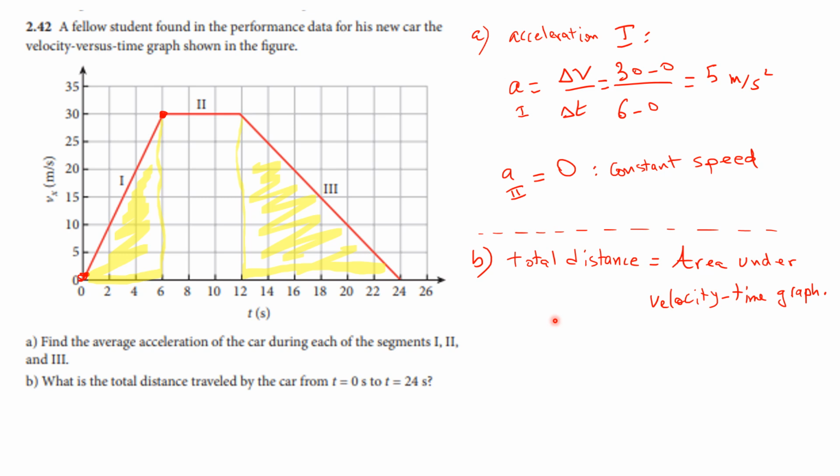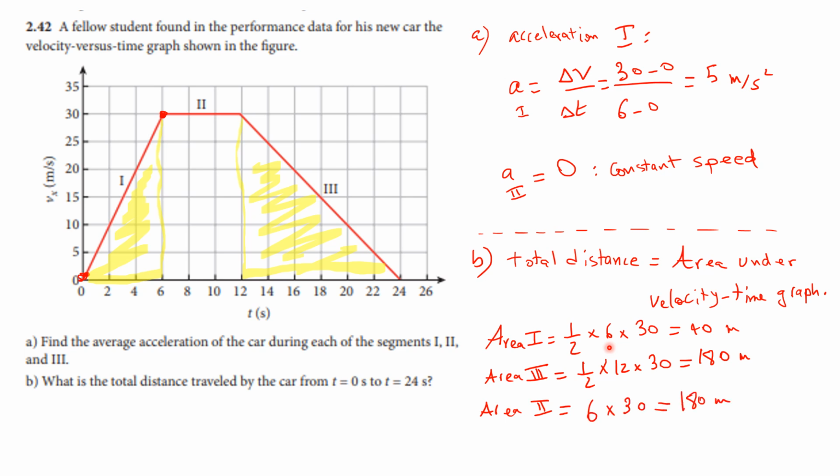For the triangle A1, area 1, it's half multiplied by the base. What's the base here in this case? 6. Half multiplied by the base multiplied by the height. The height is 30. So the area is 90 meters, the distance covered in the first part.